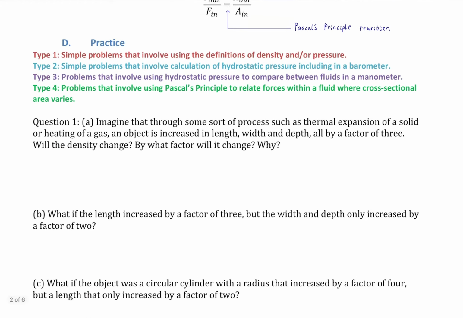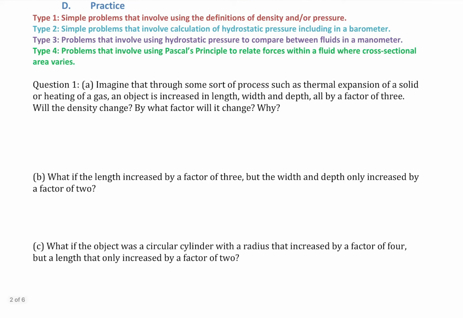Okay. So before we get on to actual numerical problems, let's do some quick concept questions to make sure we're good on the ideas of densities. All right, so let's change some densities. Question 1, part A. Imagine that through some sort of process such as thermal expansion of a solid or heating of a gas, and that's actually what we're going to see in chapter 10, an object is increased in length, width, and depth, all by a factor of 3. Will the density change? By what factor will it change?